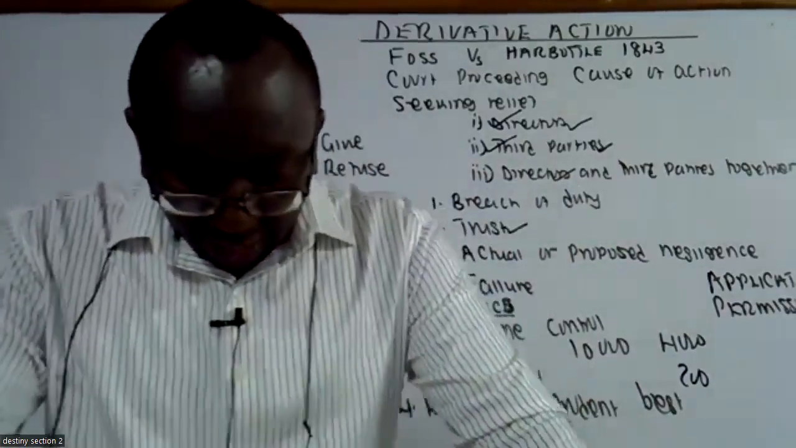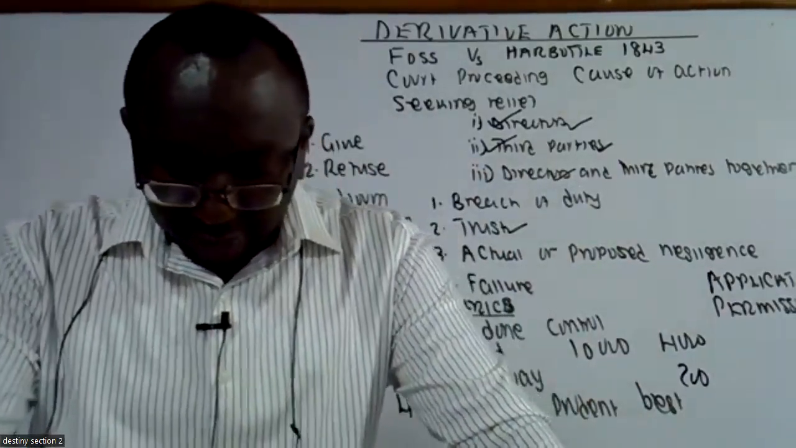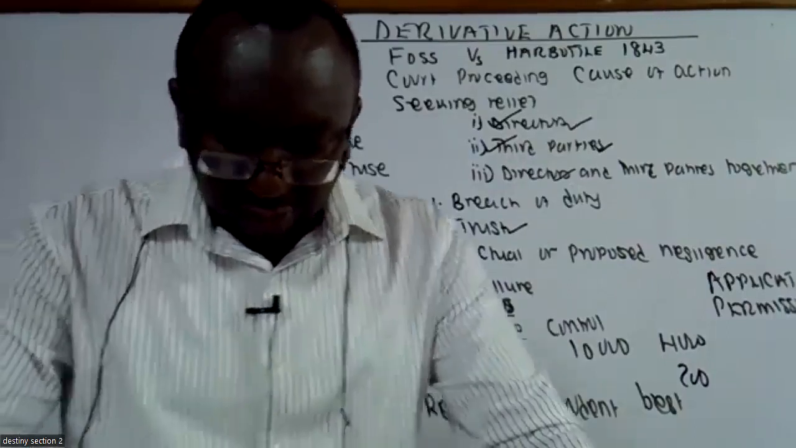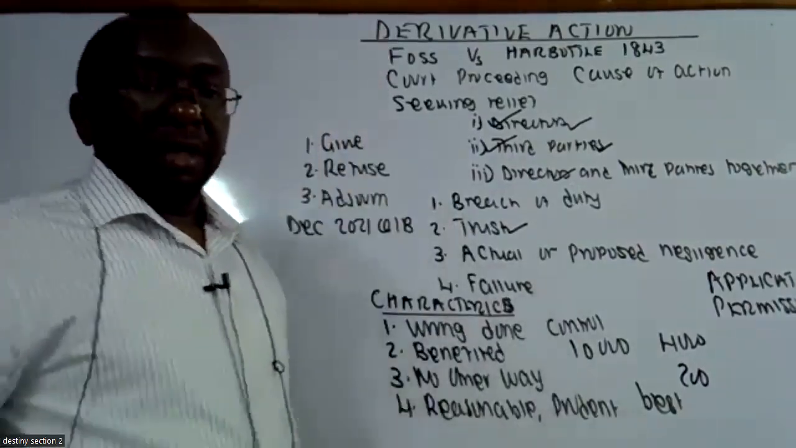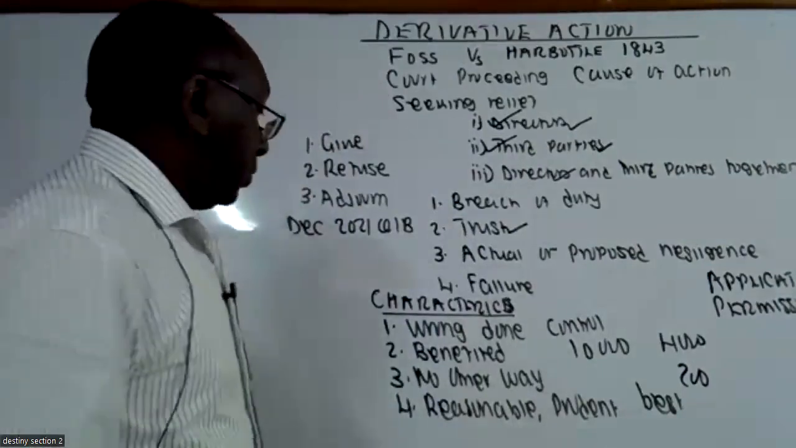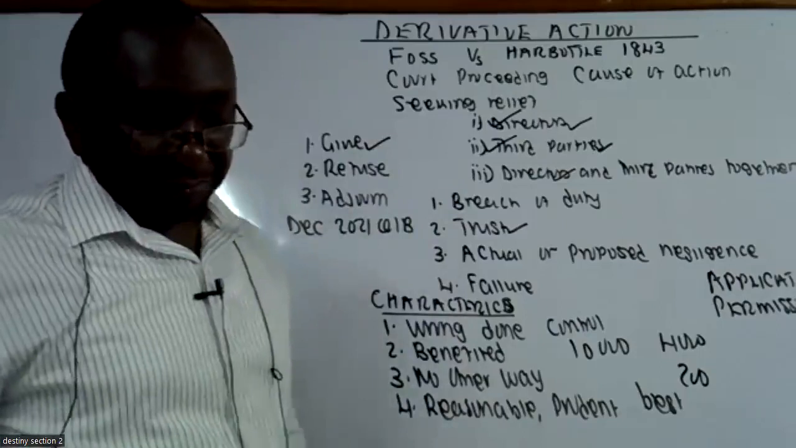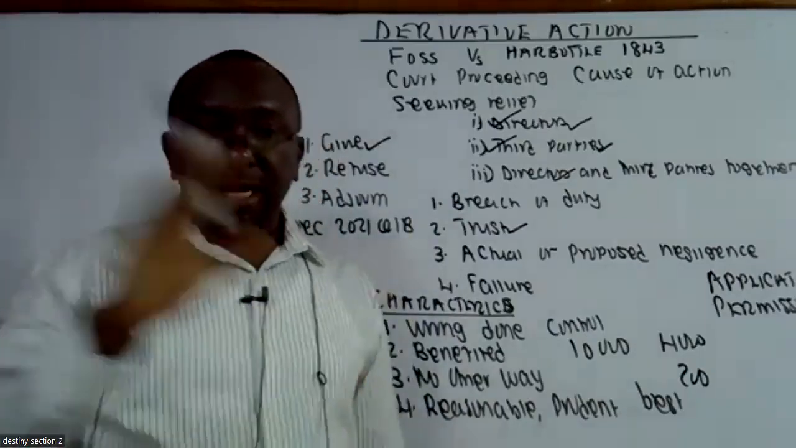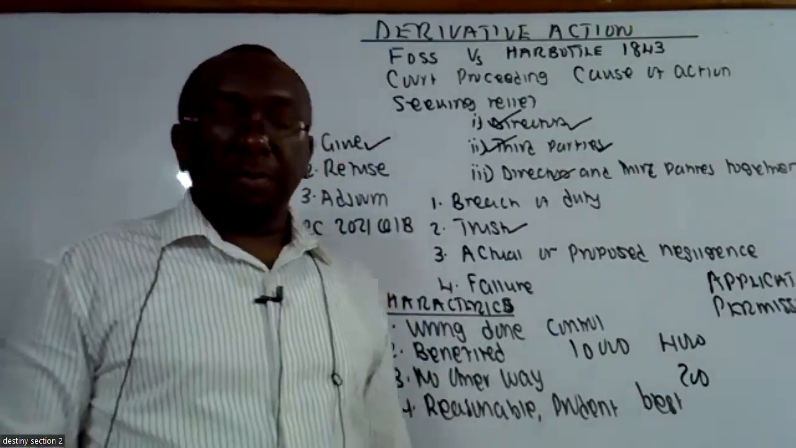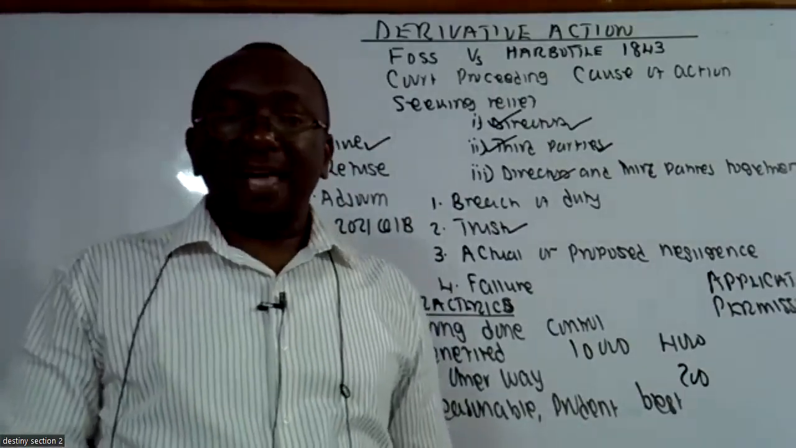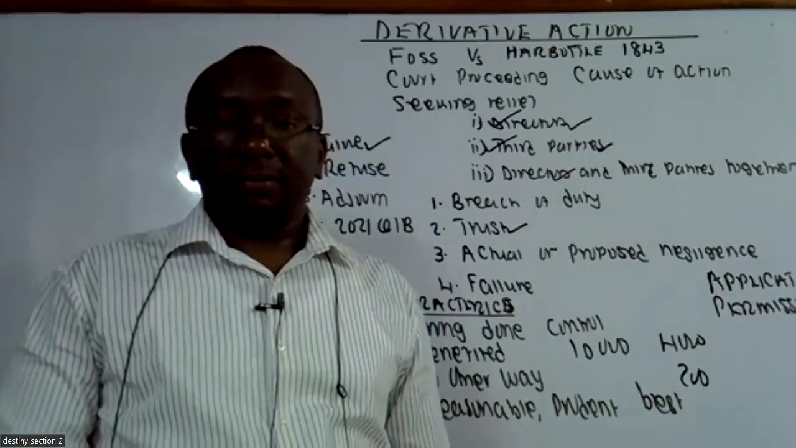Determine three possible orders that the court might issue upon hearing an application for permission to continue a derivative action. So the court can give three possible orders. One, they can give permission that the derivative action continues. That's why you hear some people when they have been taken to a court of law, the judge says so and so has a case to answer.